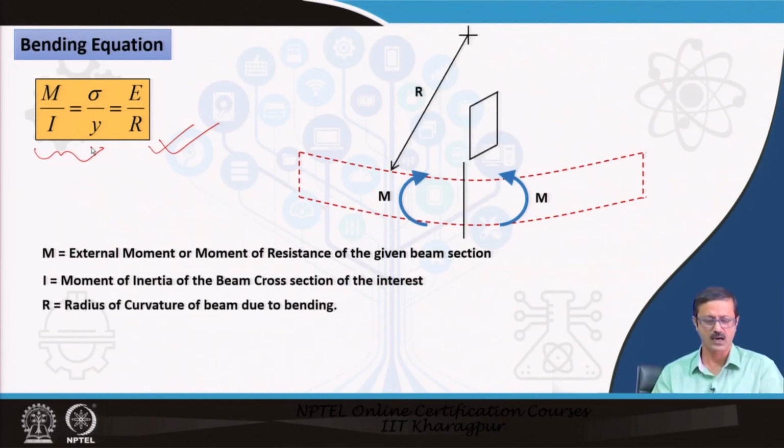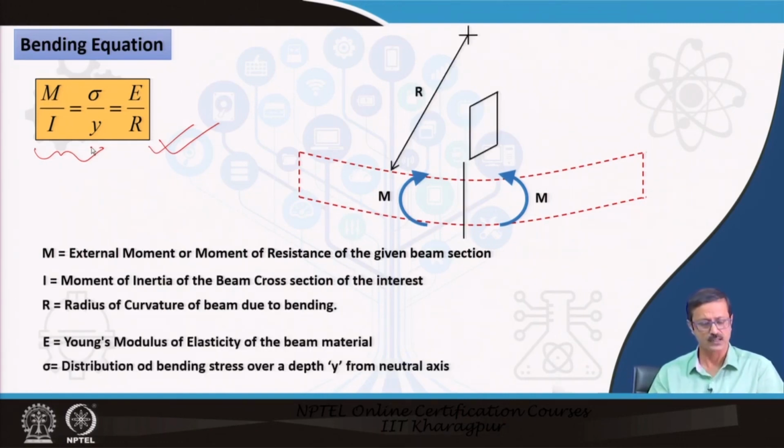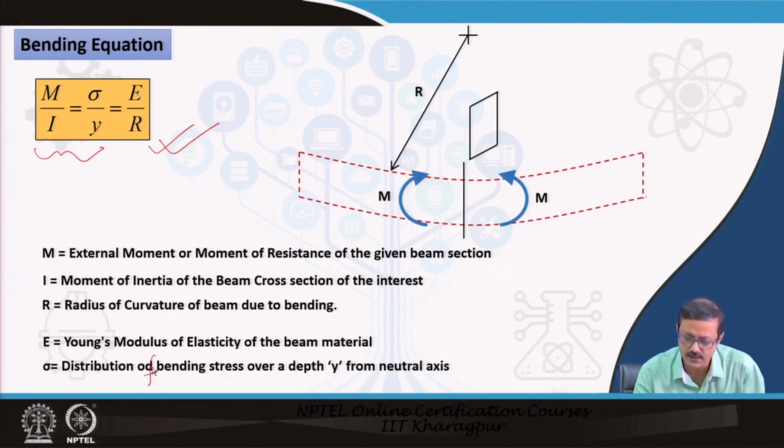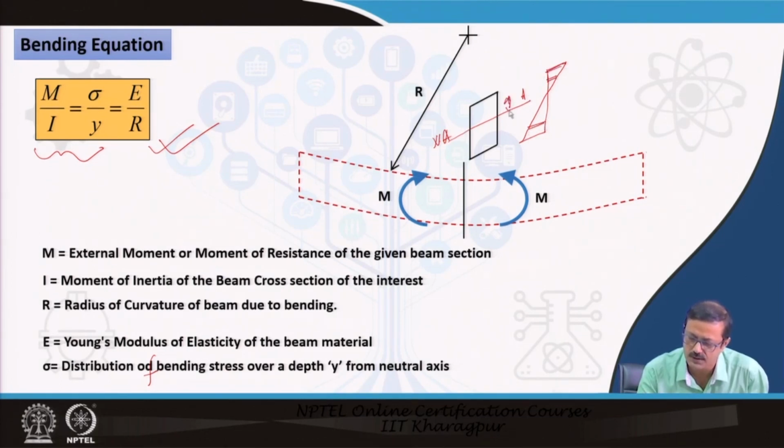So, here you see M is the external moment, I is the moment of inertia of the beam cross section, R is the radius of curvature, E is the Young's modulus of elasticity, and sigma is the distribution of the bending stresses over the depth y from the neutral axis. This is very important. This is the section, and this is the neutral axis, NA. So, you need to know the stress distribution is like this, and for any stress you want, or the topmost stress, you need to know this vertical value of y, and correspondingly this sigma will appear in your equation.